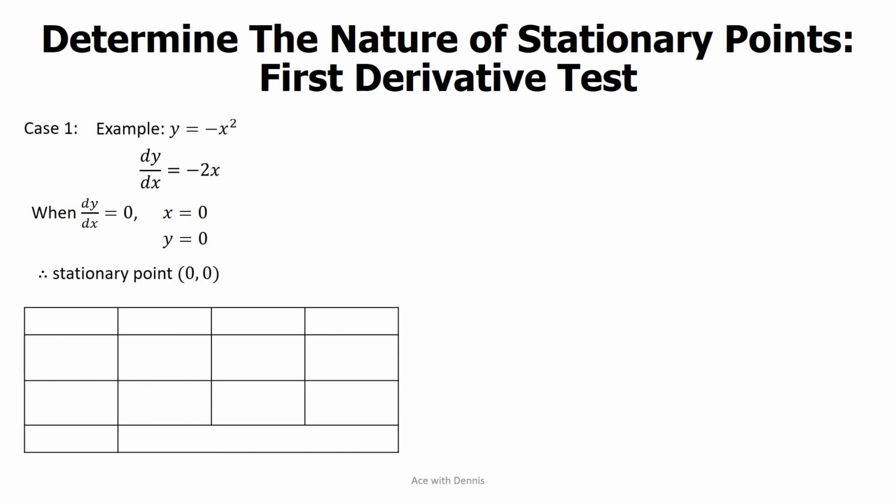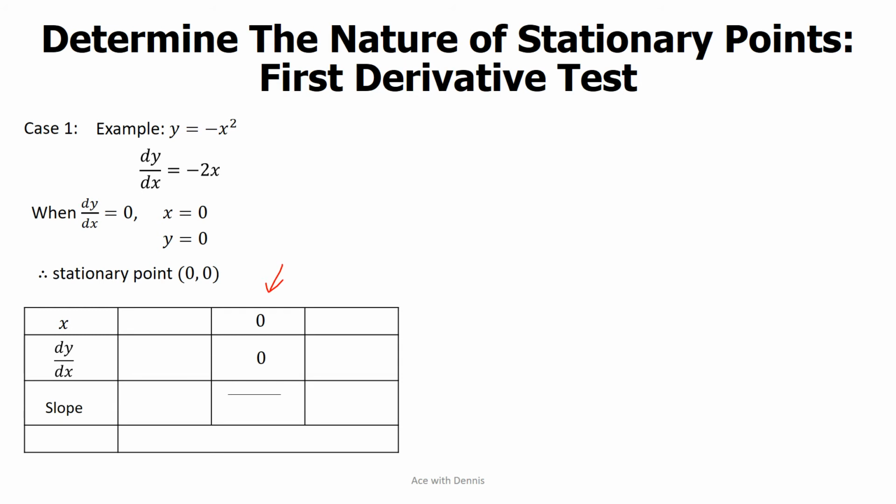So what we can do is draw a table which looks like this. We label this as x. So x equals 0 we put at the center here. After that, the next row is dy over dx, which is 0 when x is 0. When dy over dx is 0, because this is a stationary point, the slope is a horizontal line.